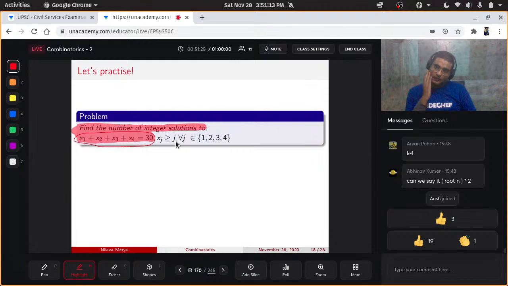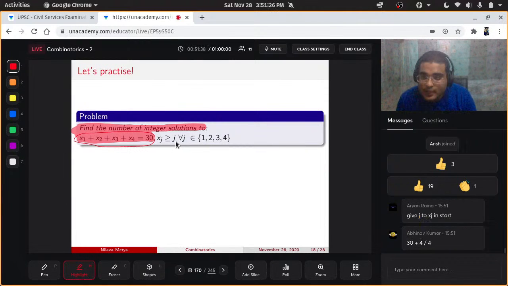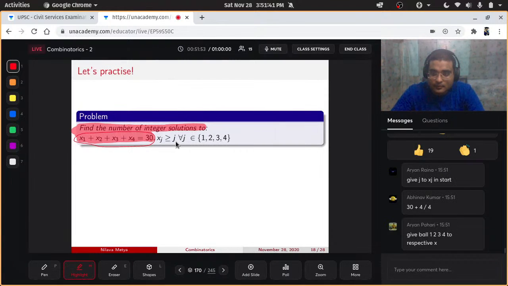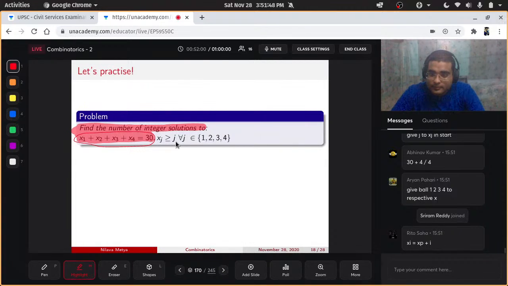What can you do? Think in terms of balls again. Balls inside boxes, where x1 is the number of balls in the first box, x2 is the number of balls in the second box, and so on. I have got a good idea from Aryan. Anybody in comments? What can your ideas be? Aryan Pahari has given a good one. Rito Saha, I did not quite understand what you wanted to say. Okay, I think I understand what you want to say.